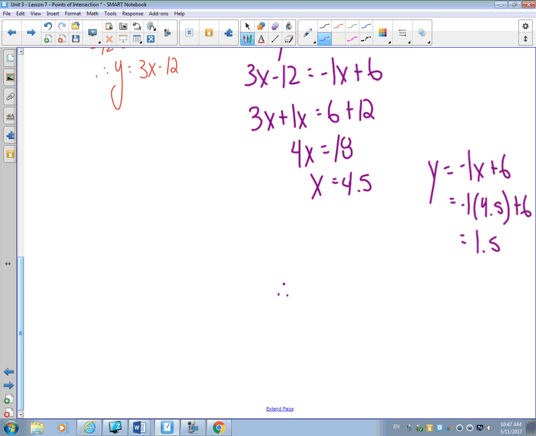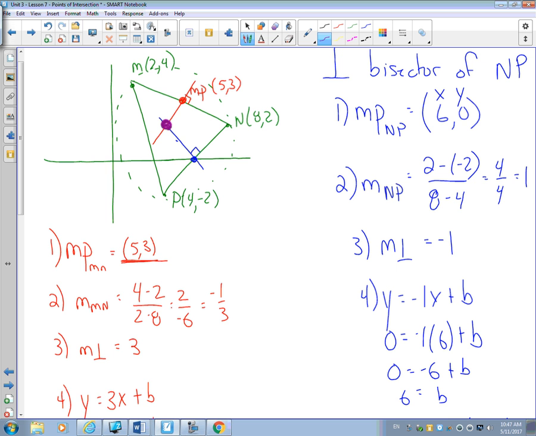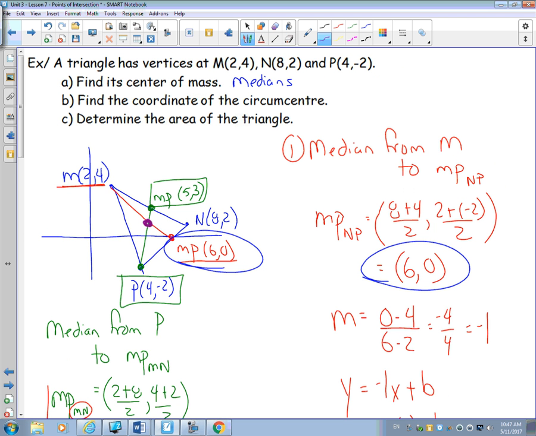Therefore, the circumcenter is 4.5 and 1.5. The exact center of that circle. Okay, there's part B done. That's not the whole question, though. That's why we're only doing one question this whole lesson today.